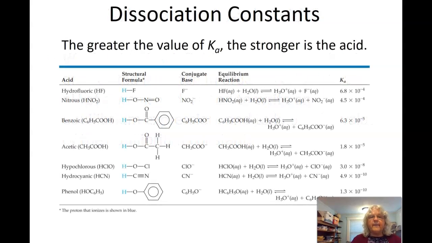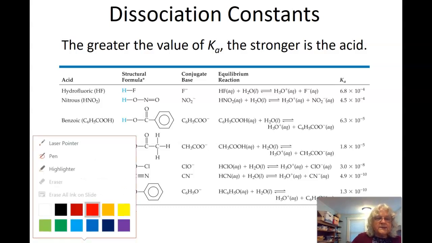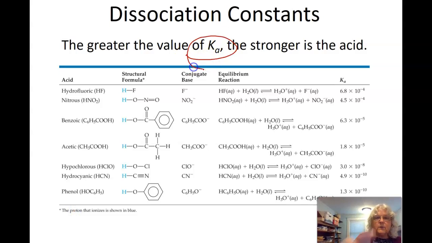So this is a listing of several equilibrium constants for acids. We call these dissociation constants, and we give them the symbol Ka. So this Ka is what we'll be using when we talk about an equilibrium constant for a weak acid. All right, so this is just showing you a bunch of different acids and what their equilibrium constants are. And you can see that they're all pretty low, okay?